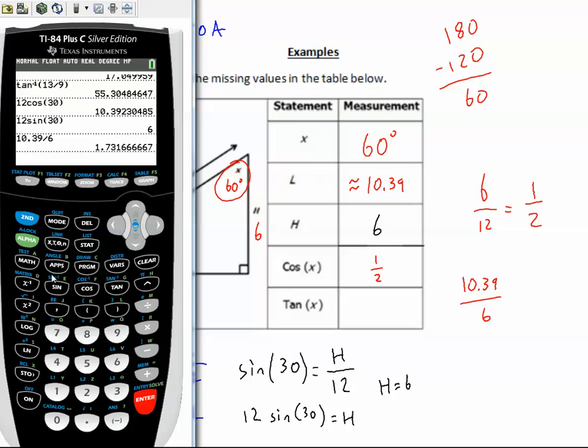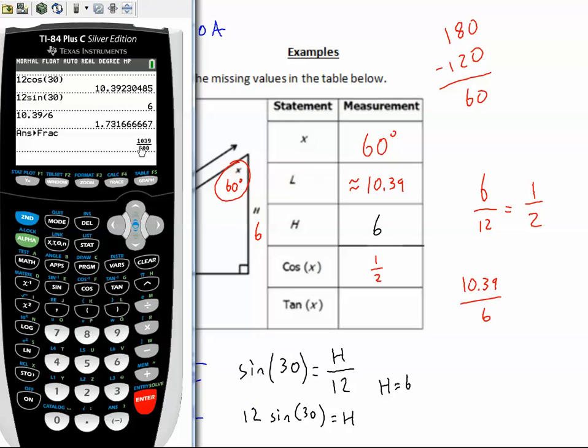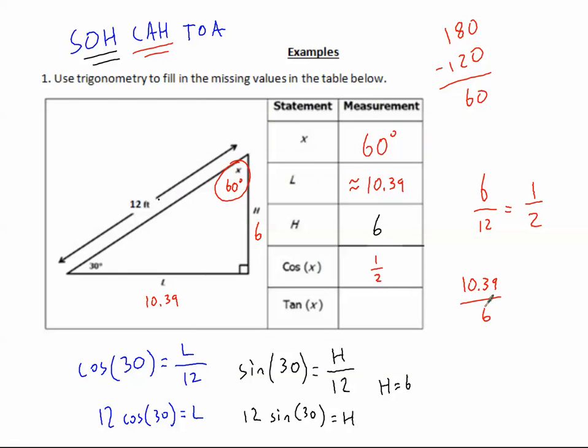And you can try and simplify it by hitting math, enter, enter. And it gives you something even worse, 1039 over 600. That's not what we want. Let's think back, because we know that this is going to be something.